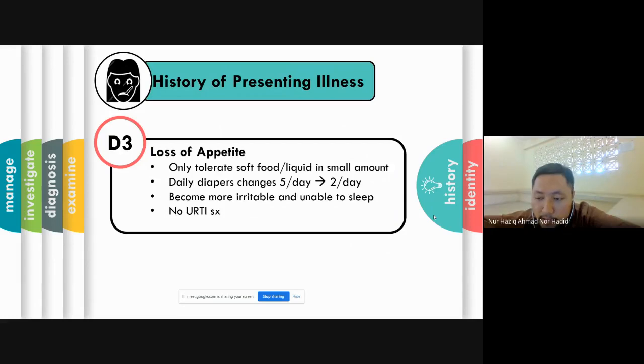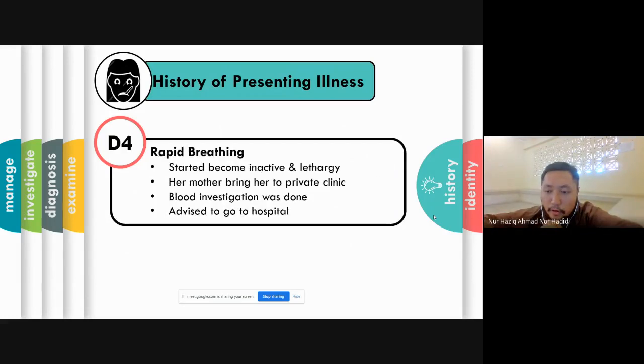Otherwise, his mother denied any history of URTI symptoms such as runny nose and cough. There is also no history of rashes, injected eyes, nausea and vomiting during that day. So on day 4 of illness, he started to have rapid breathing that is associated with noisy breathing and nasal flaring. His mother also noticed slight abdominal distension. He also became more inactive and lethargic during that day.